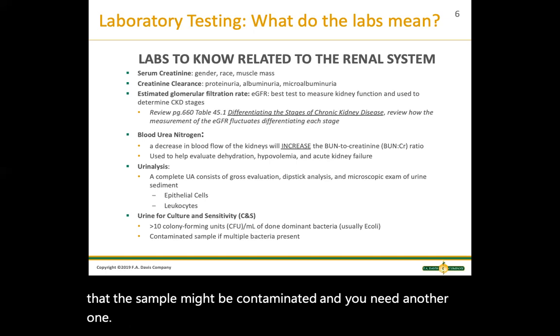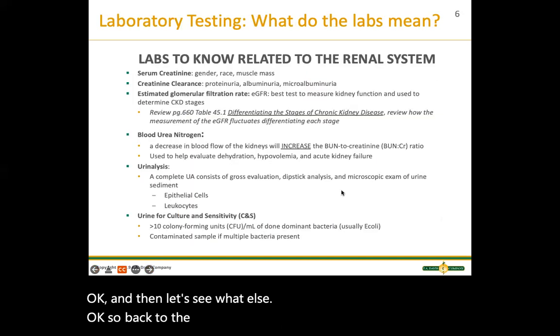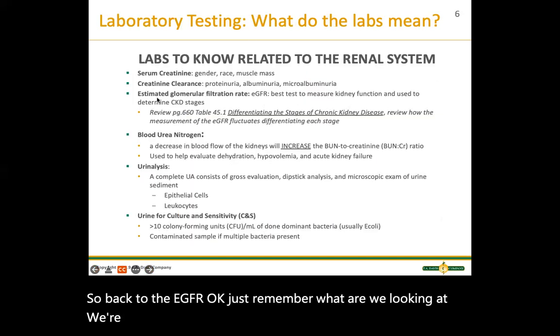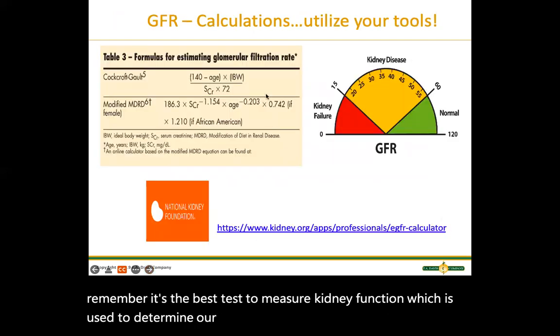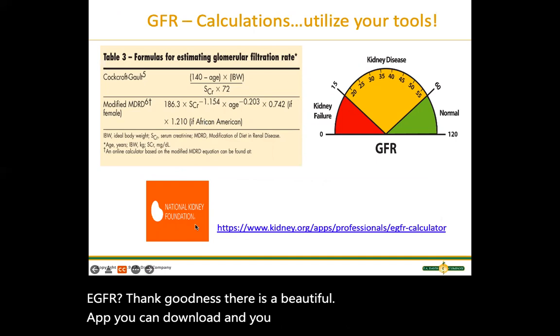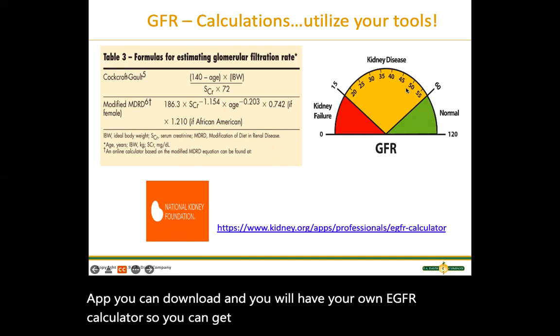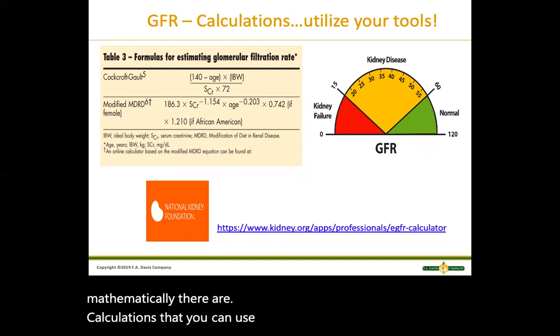Okay, and then let's see what else. Okay, so back to the eGFR. Just remember, what are we looking at? We're looking at the estimated glomerular filtration rate. And remember, it's the best test to measure kidney function, which is used to determine our CKD stages. So how do we figure out our eGFR? Thank goodness there is a beautiful app you can download, and you will have your own eGFR calculator, so you can get that number quickly. You can do it mathematically. There are calculations that you can use, but I would highly suggest use the calculator. All right.